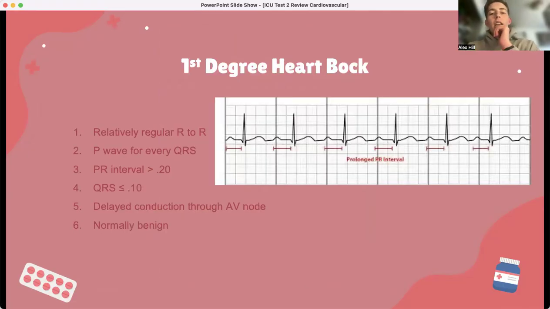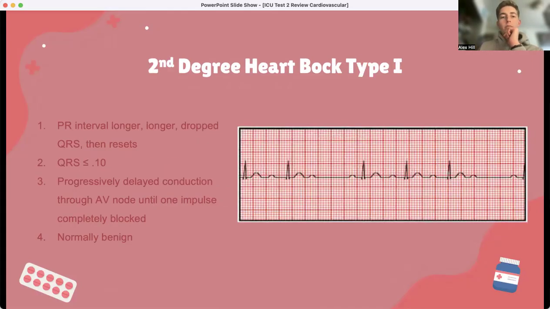So first degree heart block, your friend, your P wave, is holding on to the QRS, and they're a great friend because they never let go. They may be stretched out, their arm is fully stretched out, but they're holding onto the QRS complex like their life depends on it, because it does. And they never let go, so they never drop the QRS complex. That is a first degree heart block.